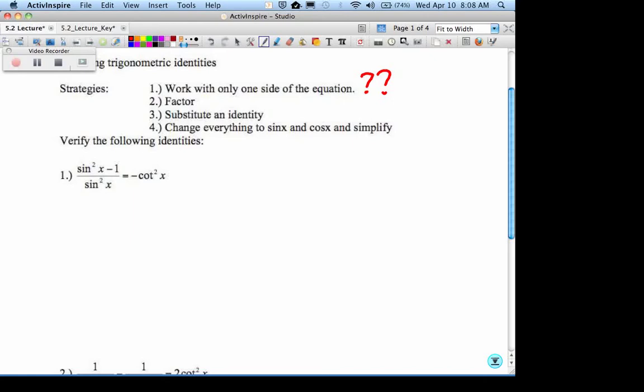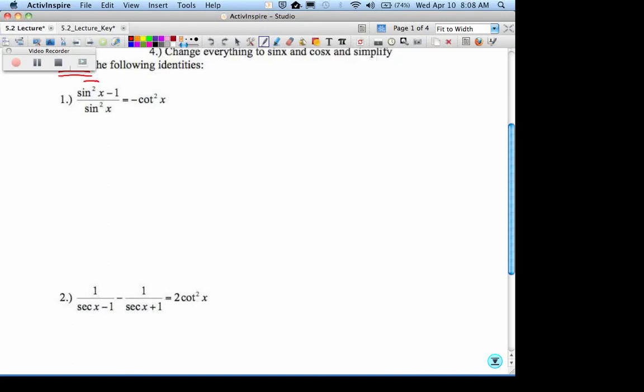What I ask you to do on these verify problems, you'll know you're working on them when you see it says verify. So what somebody is telling us is that the left-hand side is the same as the right-hand side. What I'm asking you to do is prove it. Okay? So then, whenever you start, I'm asking you to put a circle around where you're starting.